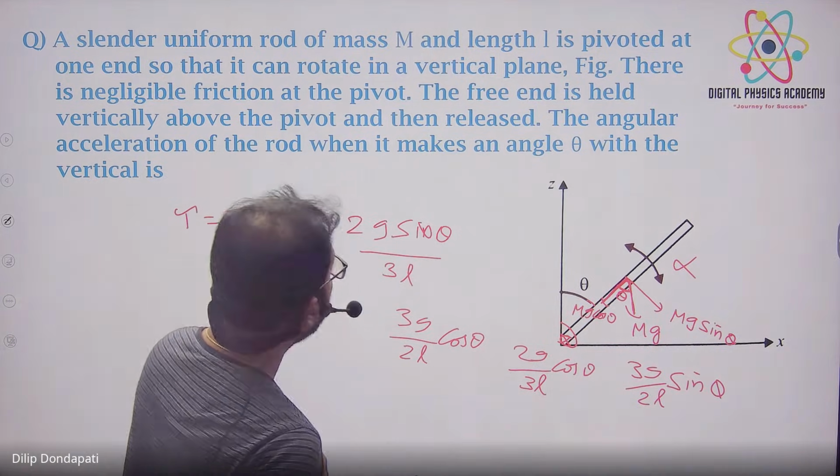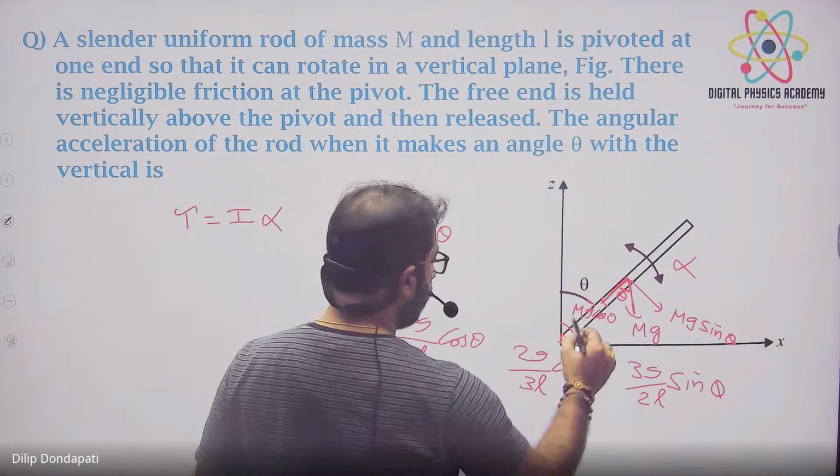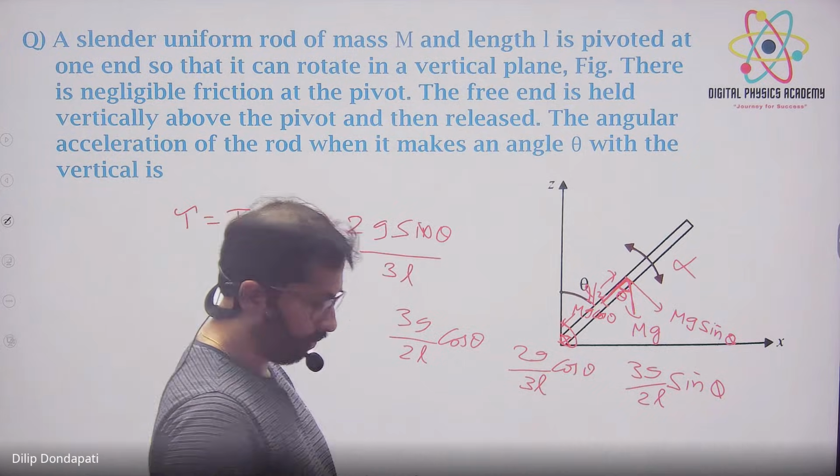And total length is L, right? So this length will be L by 2. Yeah, sir. 3g by 12 sin theta. Oh, yes, correct, this is the answer.